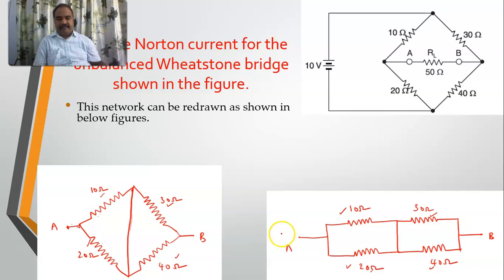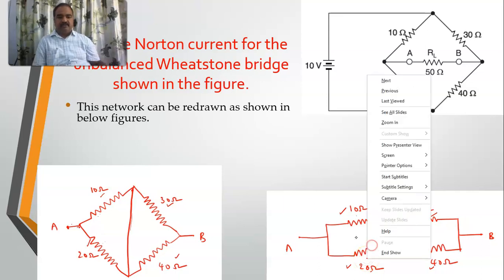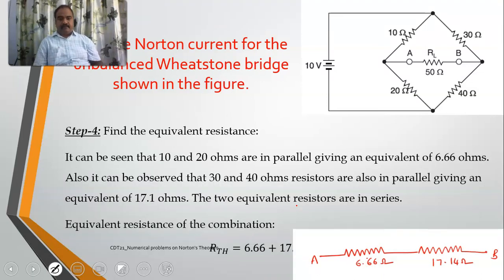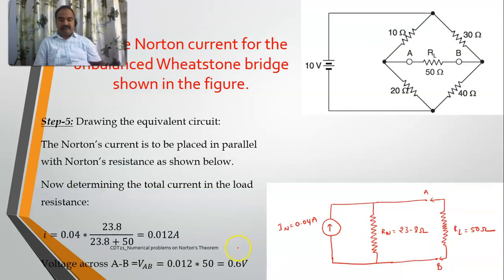Now you can easily calculate the net resistance. What is the net resistance? 10 and 20, both are in parallel, right? So its value is going to be 6.66. And for 30 and 40, the value is going to be R1 R2 by R1 plus R2. This is the equivalent resistance for two resistances which are connected in parallel. So for 30 and 40, I will get 17.14. Now both these combinations are in series. So if I add these two, I will get my RTH. So the equivalent resistance is 23.8 ohms.